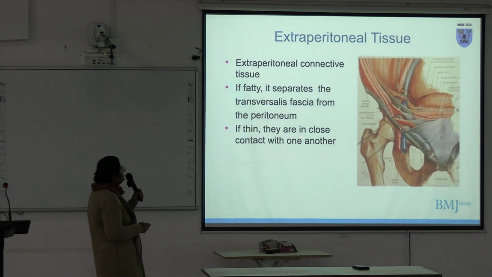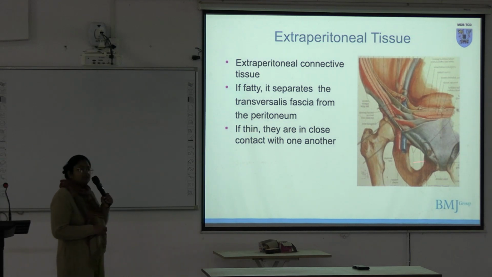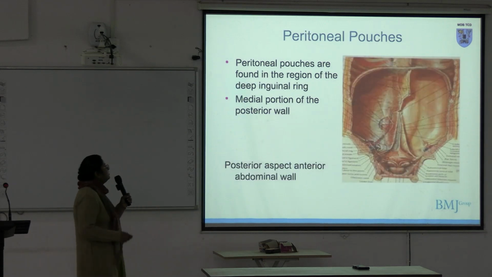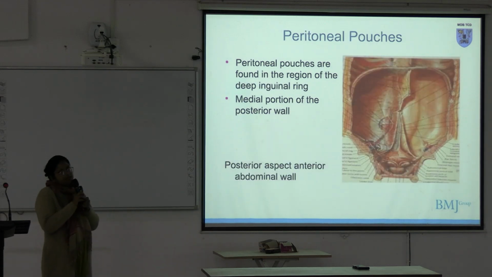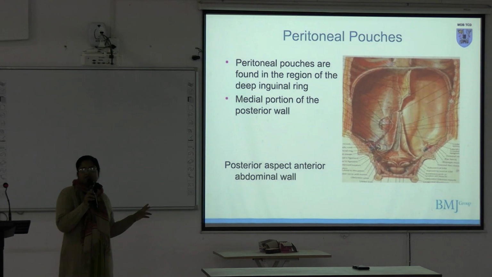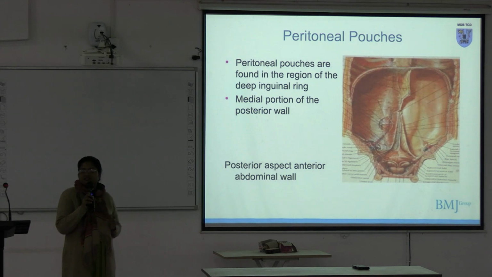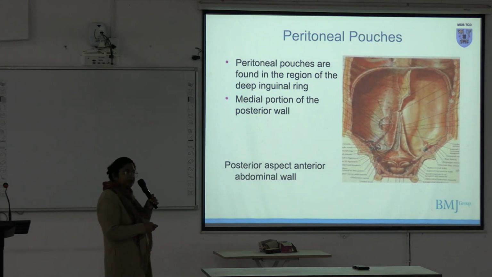If it is thin, they are in close contact with each other. So if the extraperitoneal fatty tissue is very thin, then the peritoneum and the fascia transversalis will be close to each other. Next we go to the parietal peritoneum.